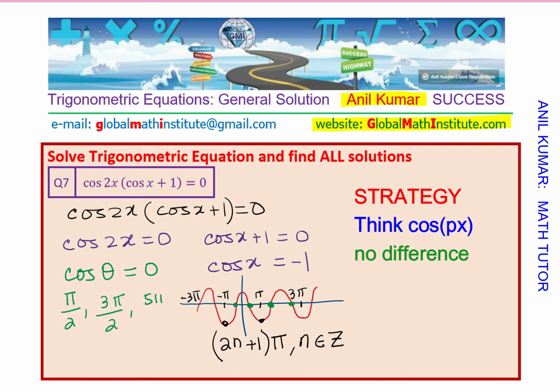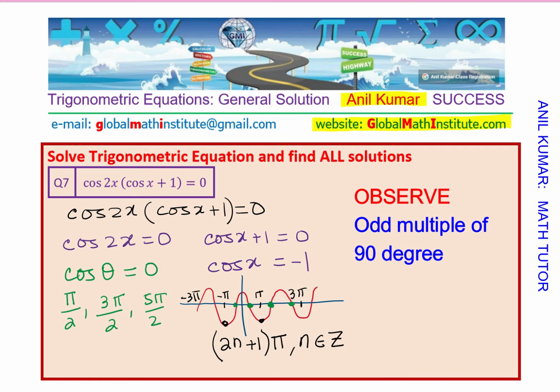5 pi by 2. If I am looking on the right hand side, but it is also 0 on the left hand side. So these values are plus and minus. Is that clear to you? Plus and minus. So what you see here is, let me rewrite on the right hand side now.